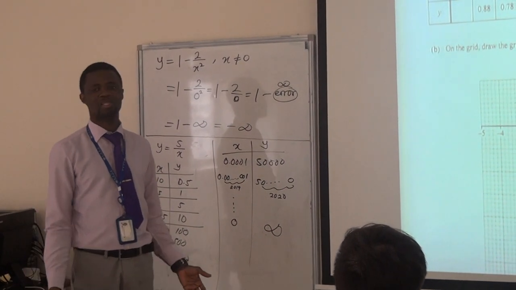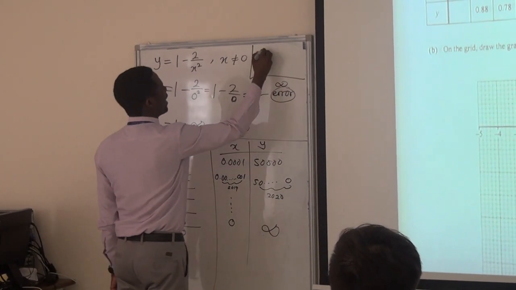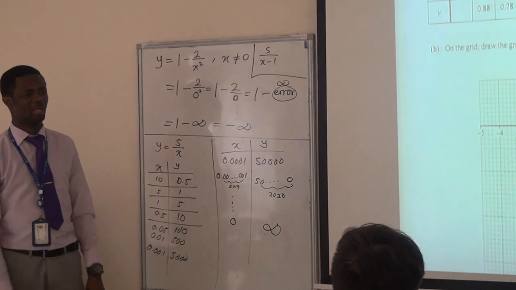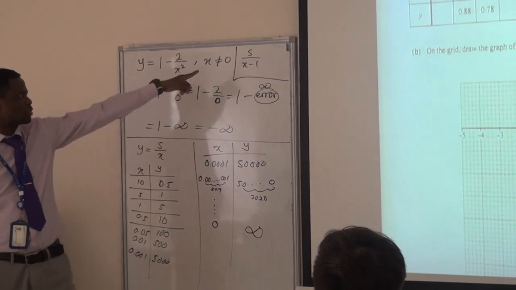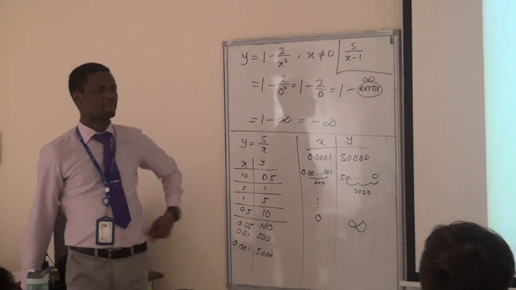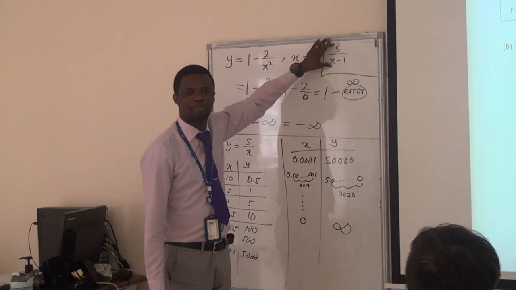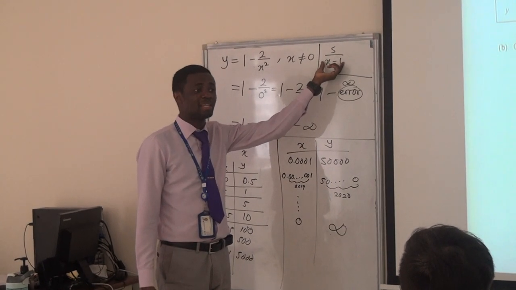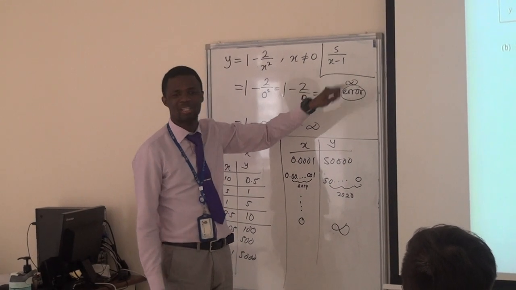It doesn't exist. When somebody tells you, find the value of x for which this fraction does not exist, what does that mean with what I just said now? The fraction does not exist when the denominator is 0, that is, when x is 0.